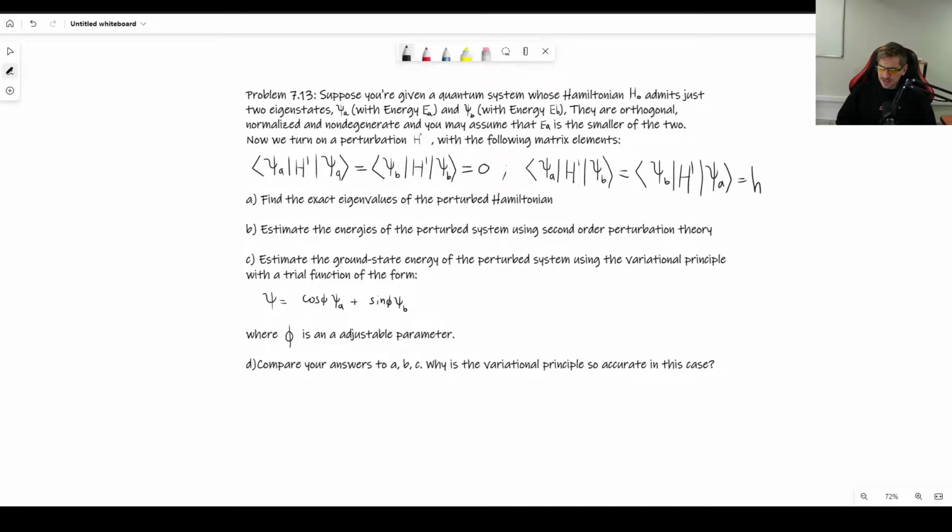Part B asks us to estimate the energies of the perturbed system using second-order perturbation theory. C says estimate the ground state energy of the perturbed system using the variational principle with a trial function of the form psi is cosine phi psi A plus sine phi psi B, where phi is an adjustable parameter. And finally, D says compare your answers to A, B, and C. Why is the variational principle so accurate in this case?